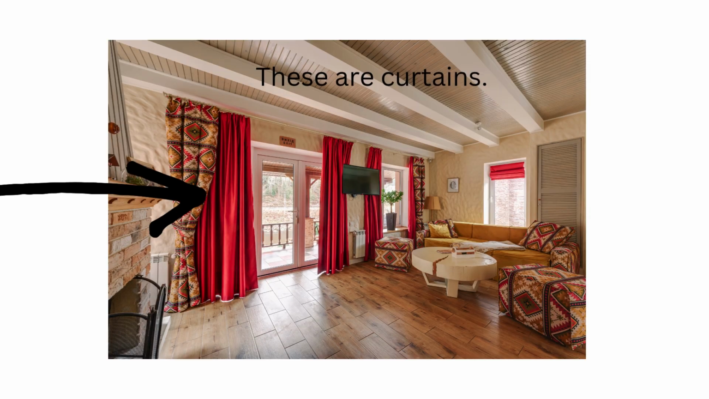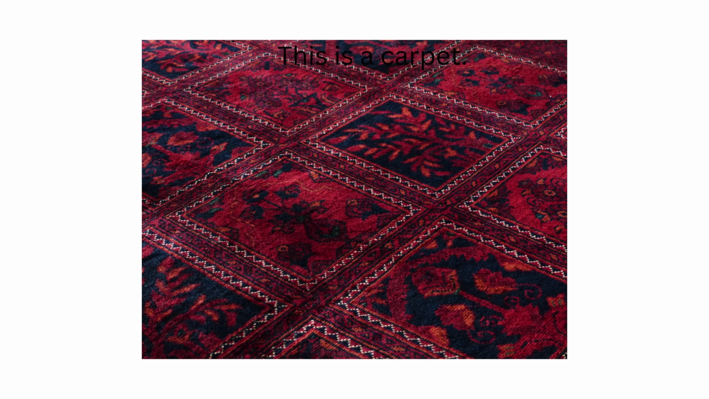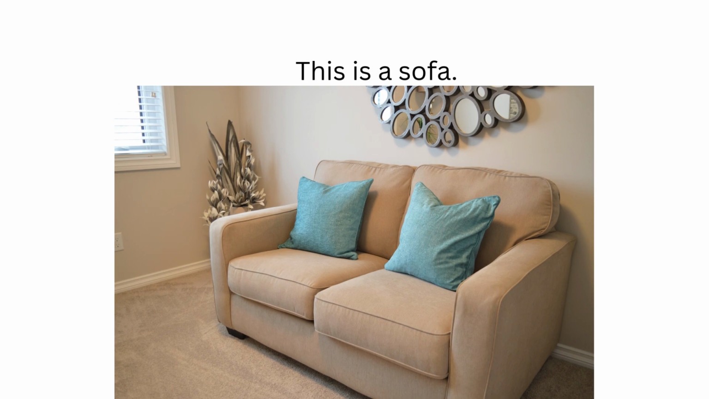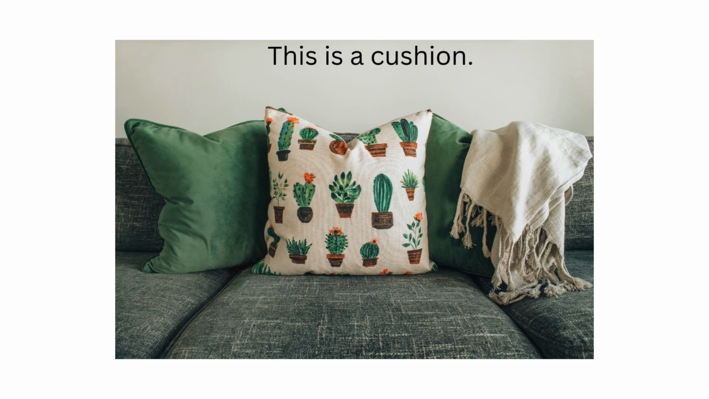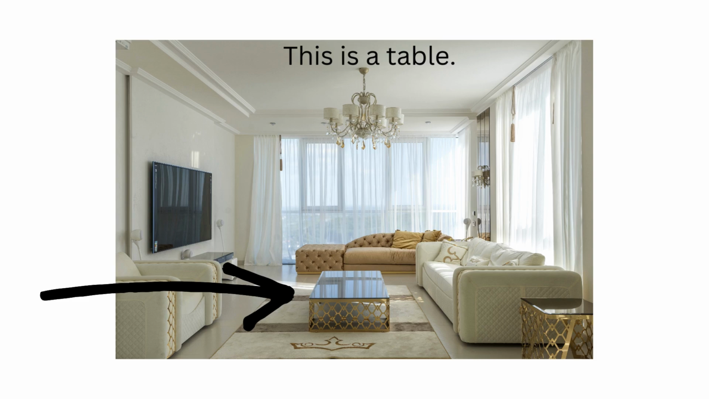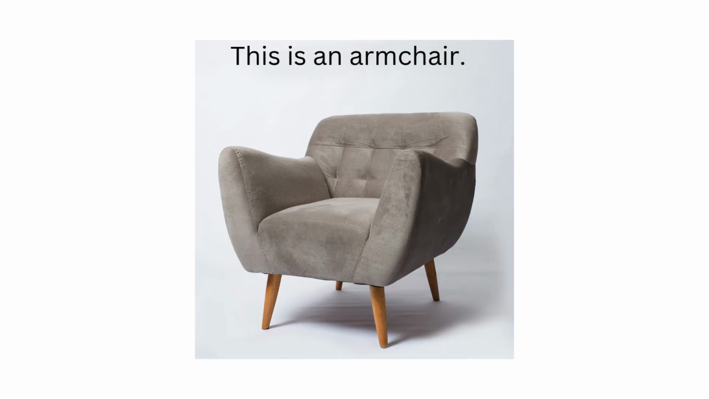House objects and furniture. Living room. This is a wall. This is a floor. This is a window. These are curtains. This is a carpet. This is a sofa. This is a cushion. This is a table. This is an armchair.